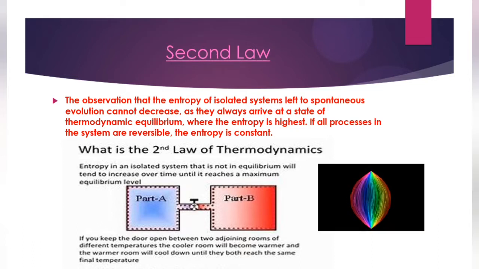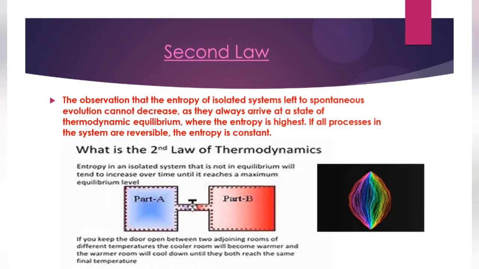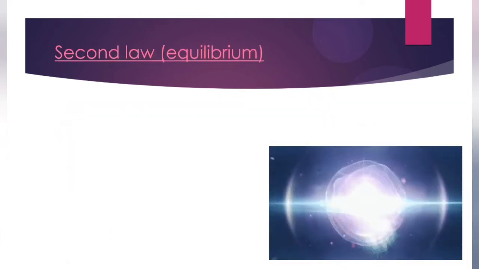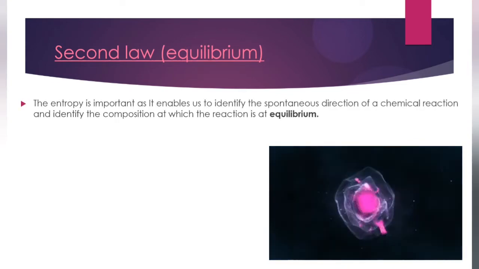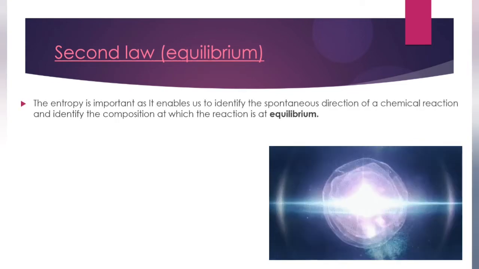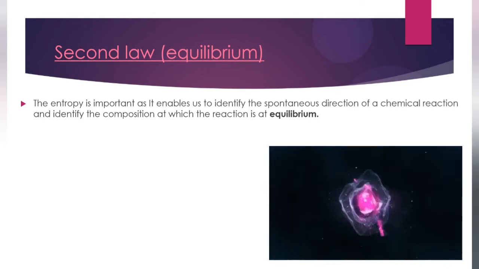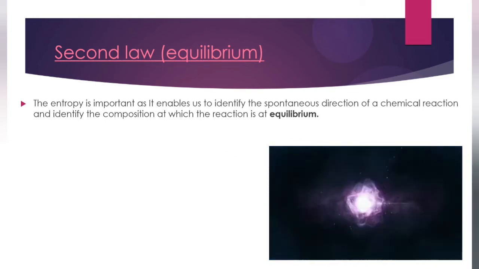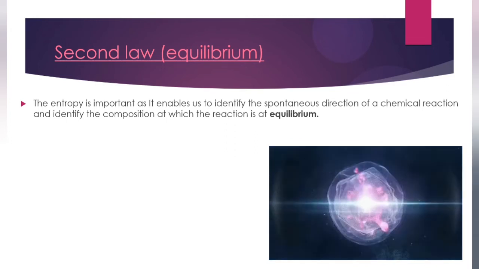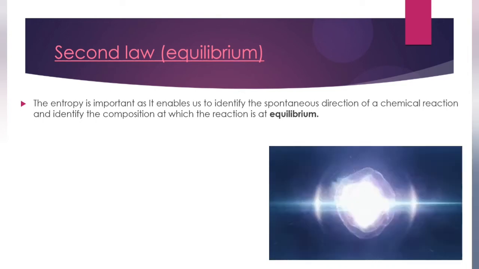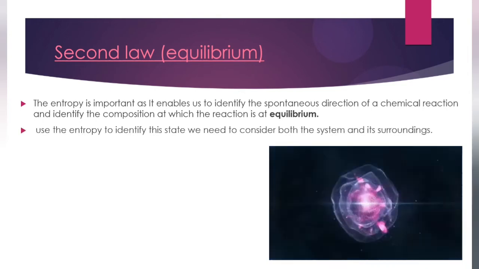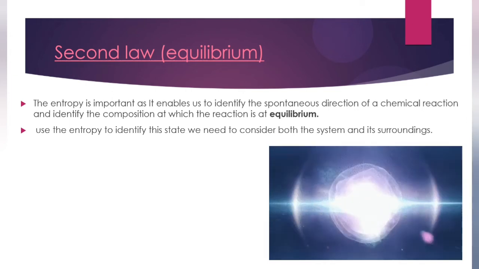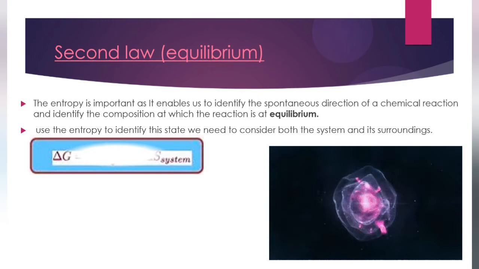The entropy of a system and its surroundings is of the greatest importance in chemistry because it enables us to identify the spontaneous direction of a chemical reaction and to identify the composition at which the reaction is at equilibrium. In a state of dynamic equilibrium, which is the character of all chemical equilibria, the forward and reverse reactions are occurring at the same rate and there is no net tendency to change in either direction. However, to use the entropy to identify this state, we need to consider both the system and its surroundings.